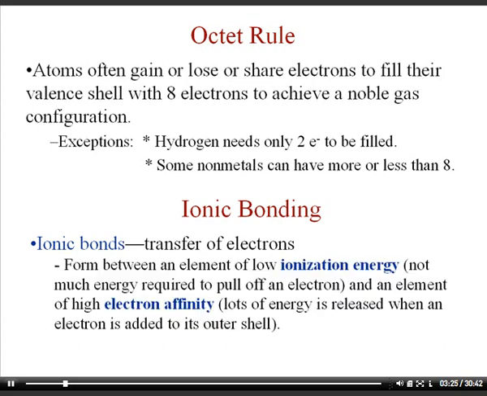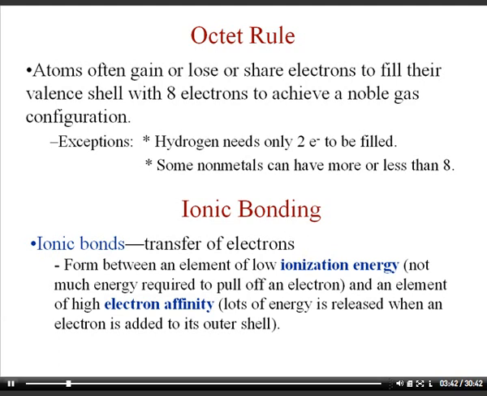An ionic bond, as I mentioned before, is transferring electrons, and we have some vocabulary words on the screen here. It's formed between an element with a low ionization energy, and ionization energy is the amount of energy required to remove an atom's outer electron, and the energy would be in like kilojoules per mole.